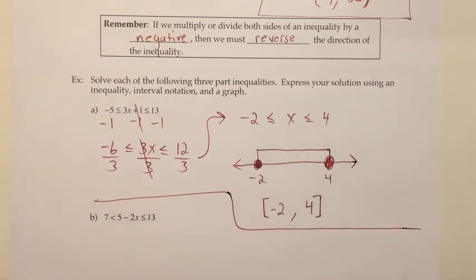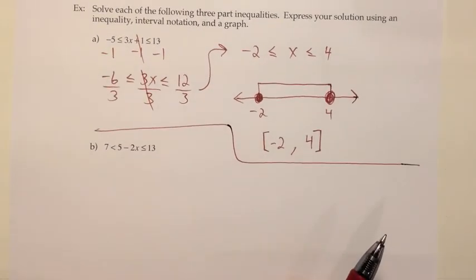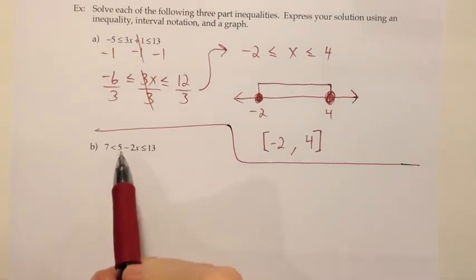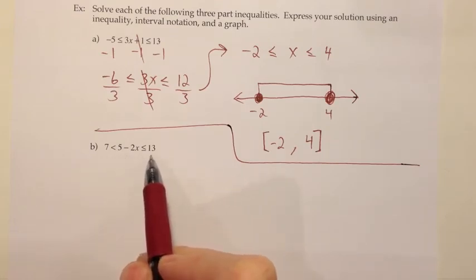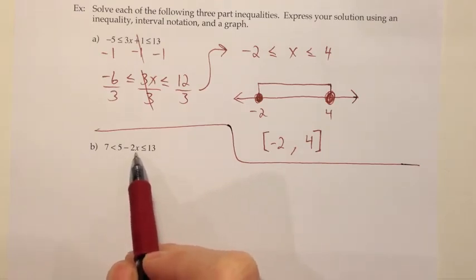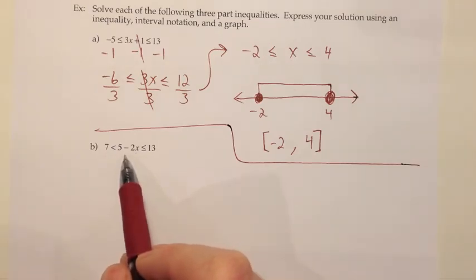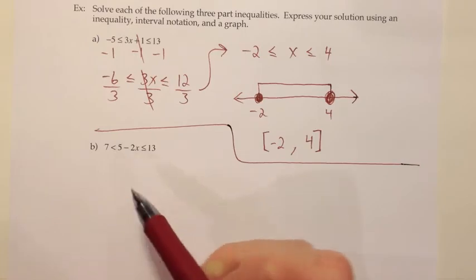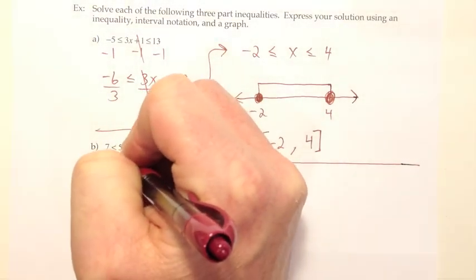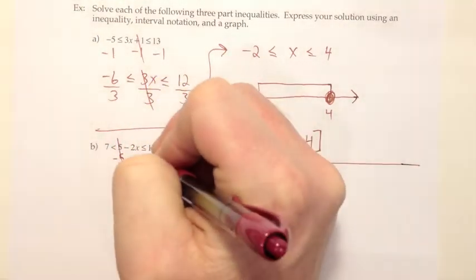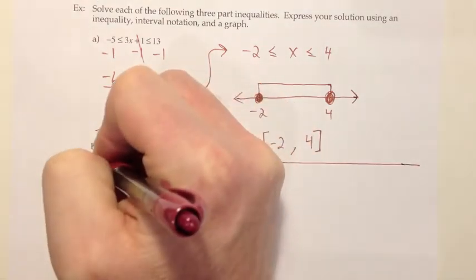Let's take a look at one more, just to get some extra practice with that. So again, it's a three-part inequality. We have 7 on the left, 5 minus 2x in the middle, and 13 on the right. Our goal is to get that x by itself. I have to get rid of the 5 and the negative 2. We usually try and get rid of the constant terms first. So I'd subtract 5 to cancel those, but I have to do that on the right and the left as well.